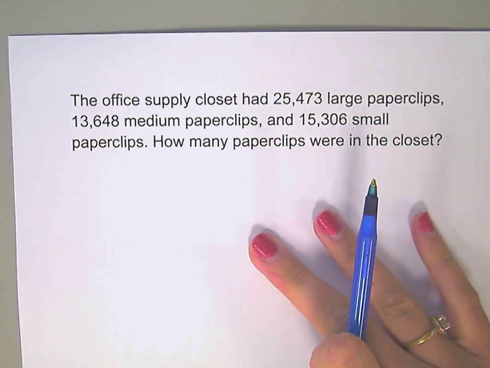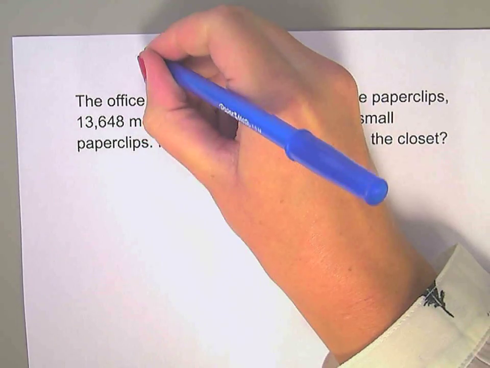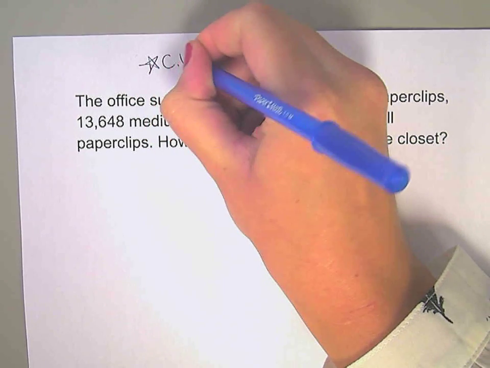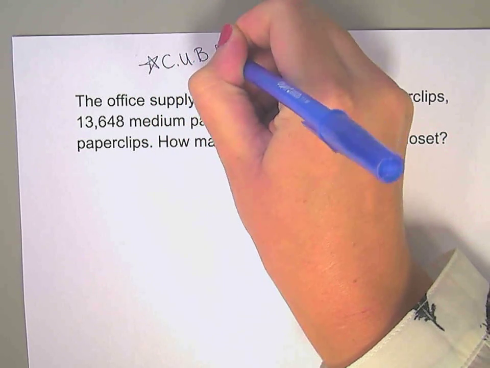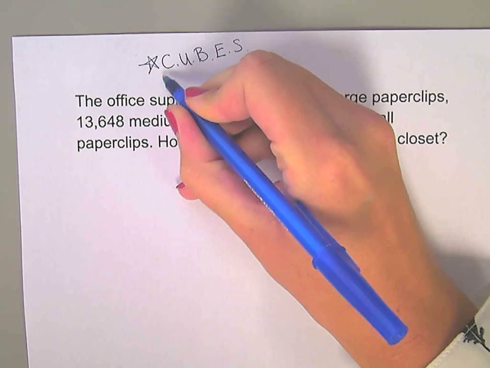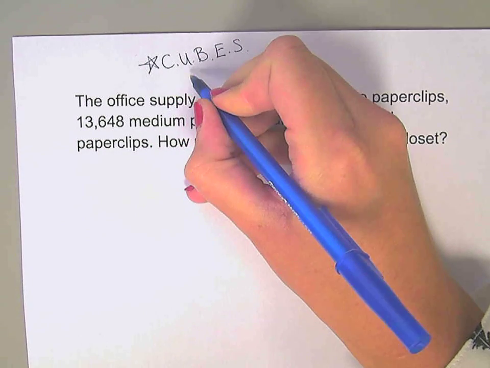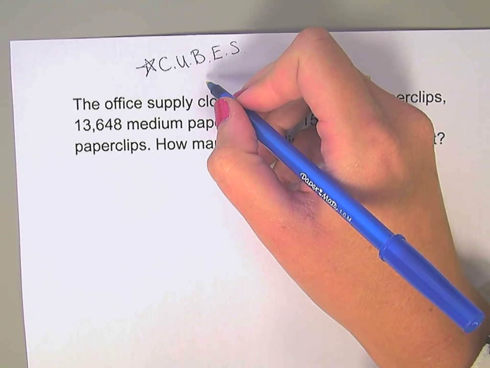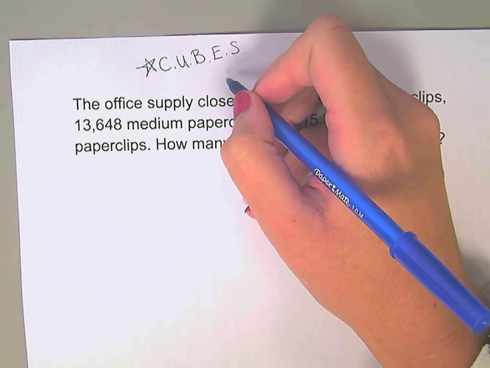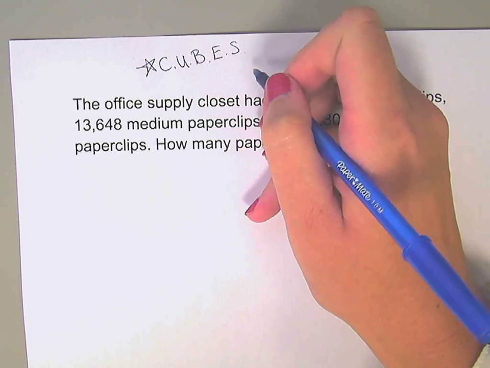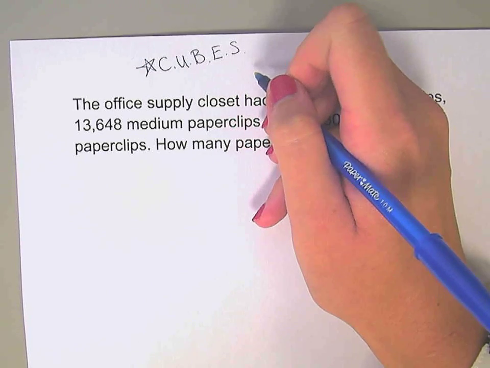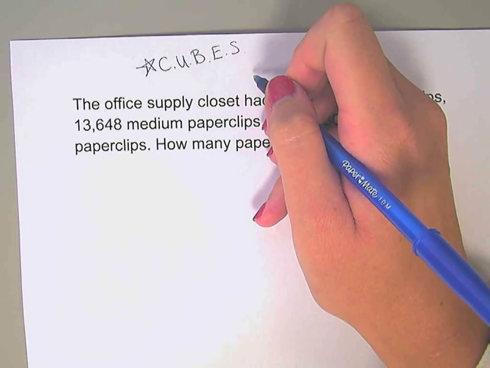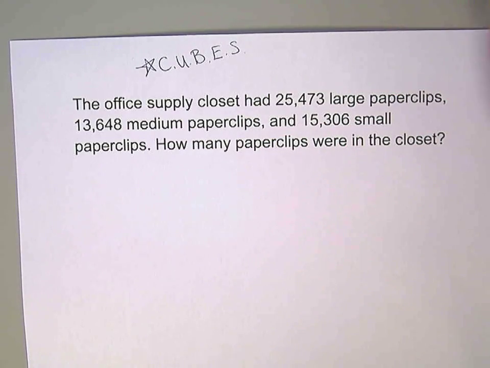Anytime we have a word problem, no matter what, we use a strategy in 4th grade called CUBES. CUBES is an acronym that stands for C, circle the important numbers, U, underline the question, B, box in any math action words, E, evaluate what steps to take next, and S is to solve and check your answer for reasonableness. Another way of asking that is, does my answer make sense?